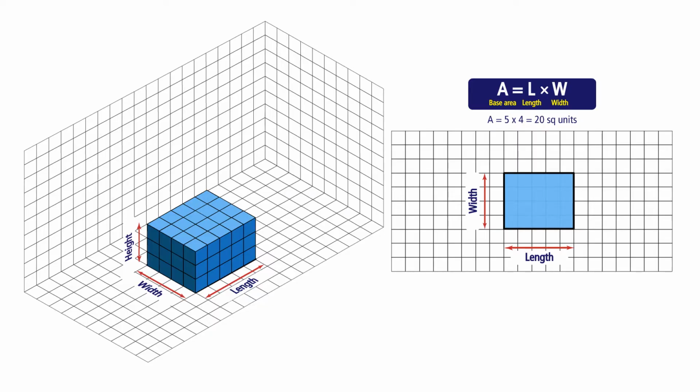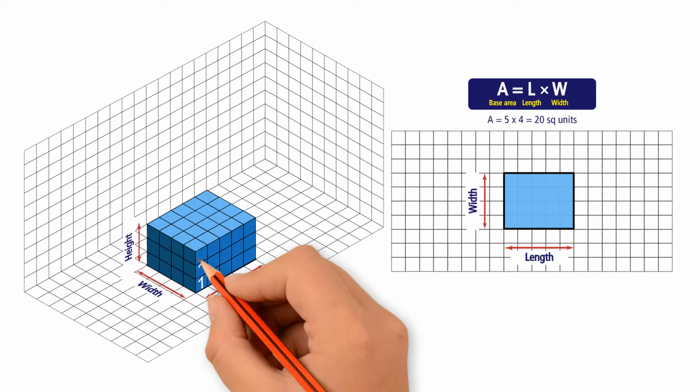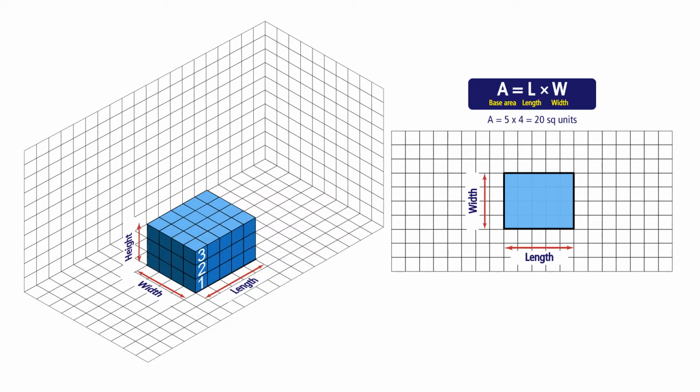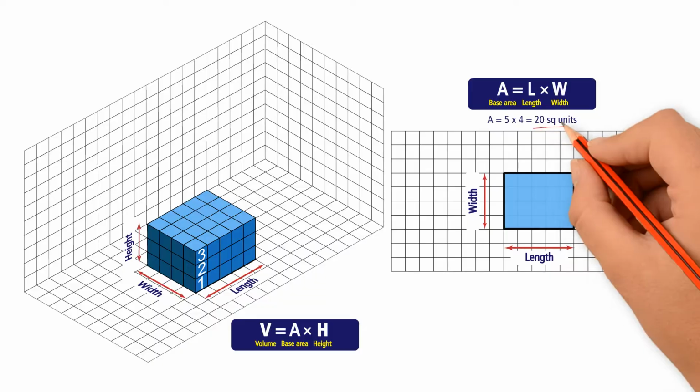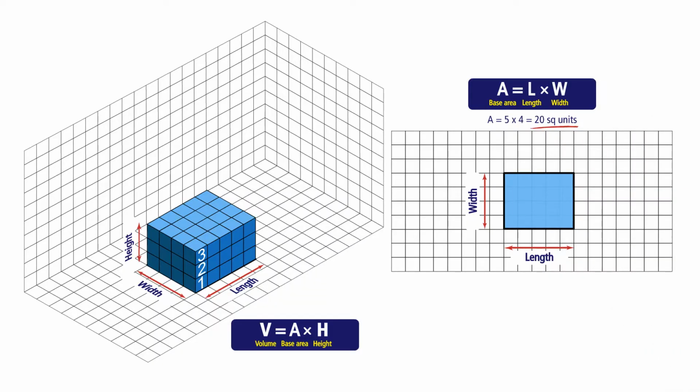In this example, we have 3 layers of cubes, so the height is 3. To find the volume, we multiply the base area times the height. We already know that the base area is 20 square units, so we multiply by 3 to get the volume. The volume is 60 cubic units.